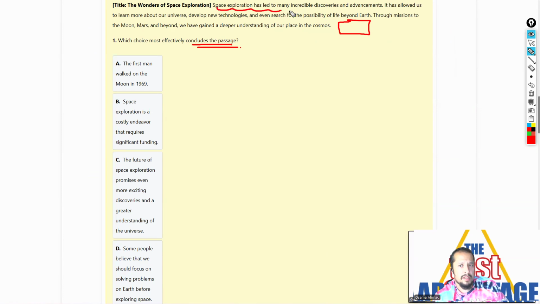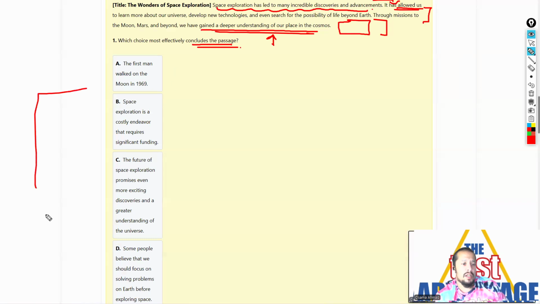Our focus هنا في topic sentence عشان topic و concluding sentence أغلب الوقت مرتبطين ببعض. Keep that in mind as well, right? They're usually connected. So here it's telling me space exploration, right, it gets discoveries and advancements. أشوف الباقي details. It has allowed us to learn more about our universe, develop new technologies, even search for the possibility of life. Again, it has allowed us, right? كل ده بيتكلم عن advancements of space research. Through missions to the moon, Mars, and beyond, we have gained a deeper understanding of our place in the cosmos. Again, more information about احنا بنتعلم, we learn about space.